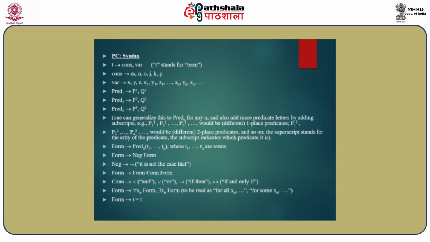Now, what does the predicate calculus look like? The predicate calculus has a syntax that is formed from the following basic units. You have symbols for predicates, symbols for terms, symbols for constants, symbols for variables, symbols that are called connectives, and then symbols for quantifiers.